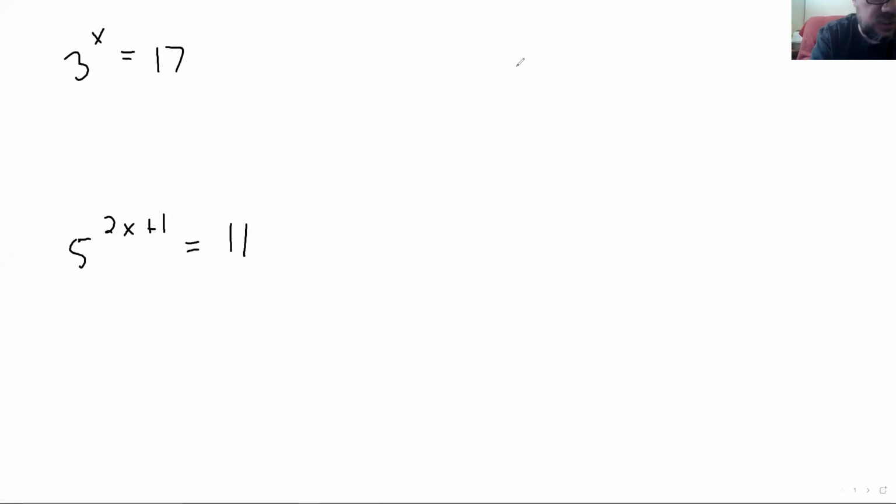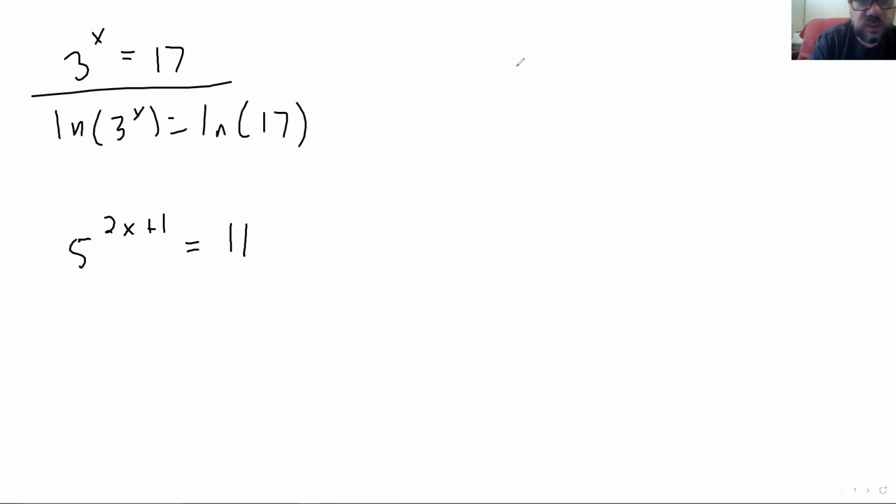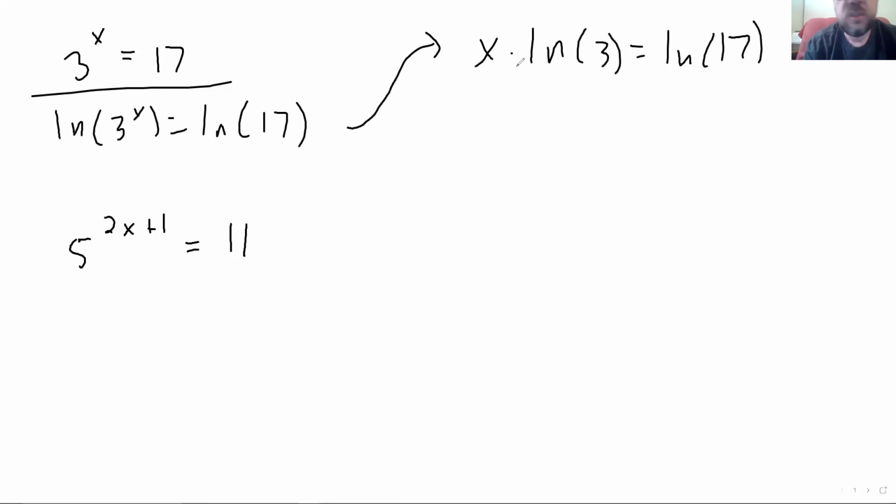So for this one, I might not have left myself enough room here, but 3 to the x equals 17. I'm going to take the natural log of both sides and get the natural log of 3 to the x equals the natural log of 17. Use the power property to get x times the natural log of 3 equals the natural log of 17. And then divide by the natural log of 3. So x is the natural log of 17 over the natural log of 3.